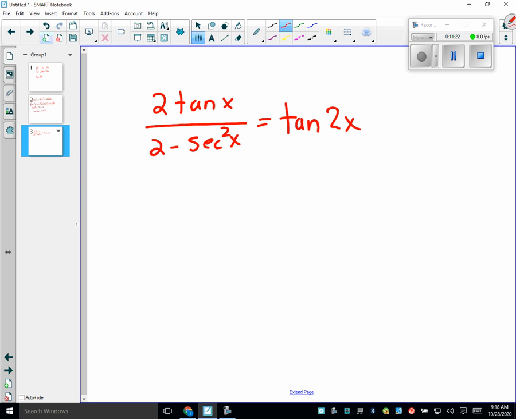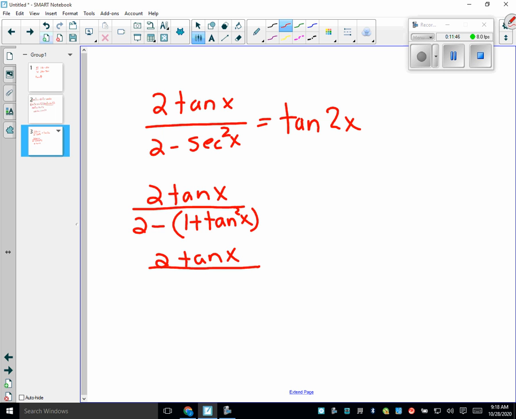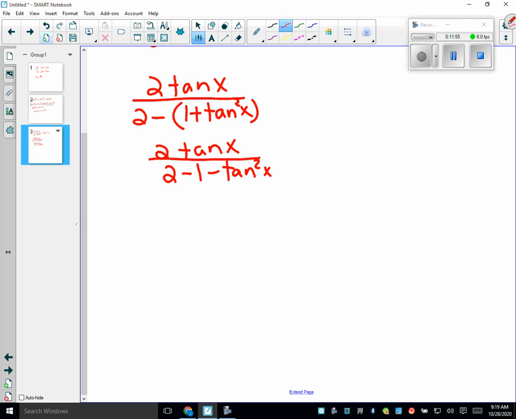Did you think about that? That you want to get rid of secant squared x? I mean, I was getting to that part, yeah. What'd you say secant squared was? 1 plus tan squared x. So do I have 2 tan of x over 2 minus 1 minus tan squared x? Right? So I have 2 tan of x over 1 minus tan squared x.